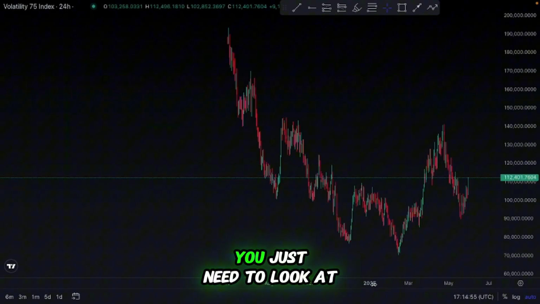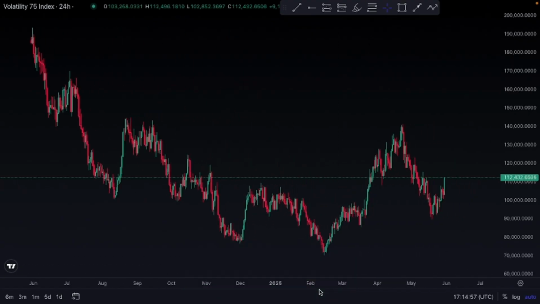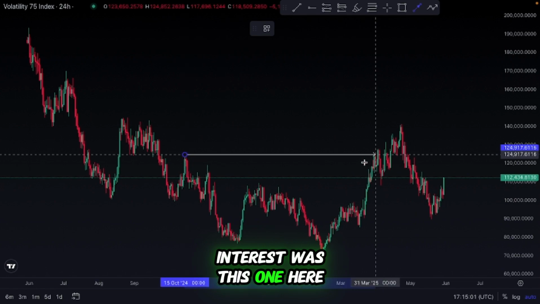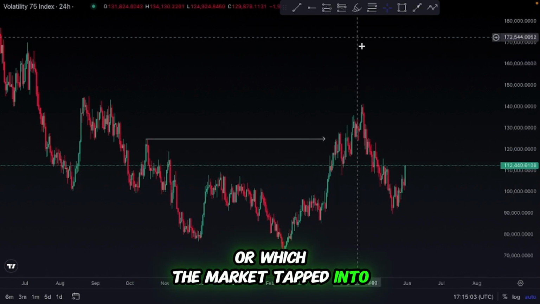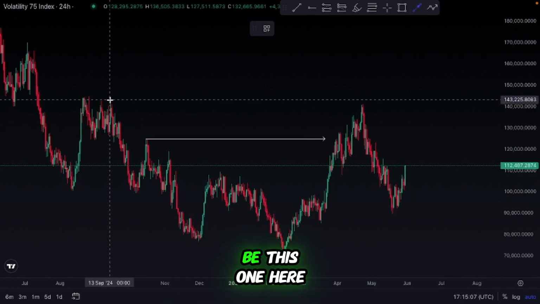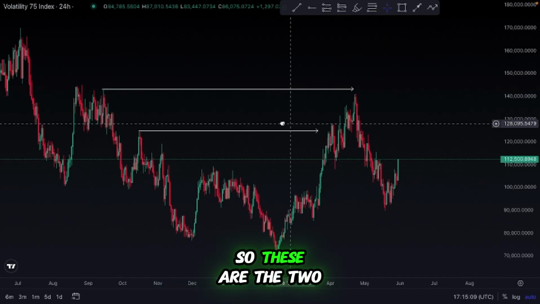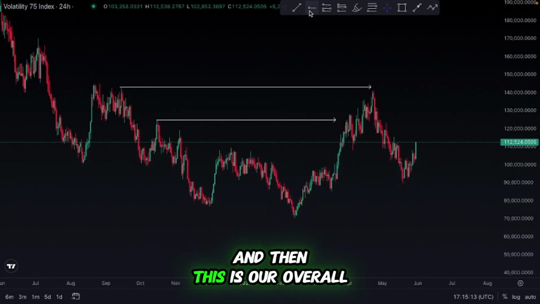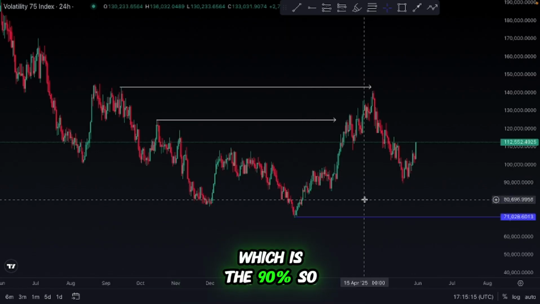So first of all, you just need to look at your overall areas of interest. The first area of interest was this one here, of which the market tapped into. Then the second one should be this one here. So these are the two areas that we had on the daily time frame, and then this is our overall target, which is the 90%.